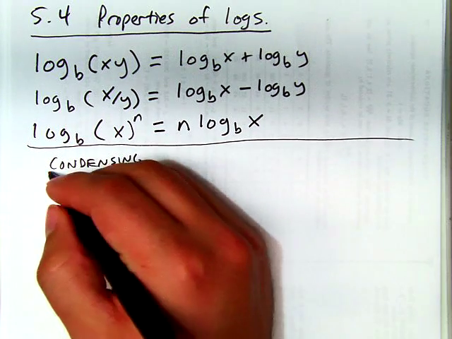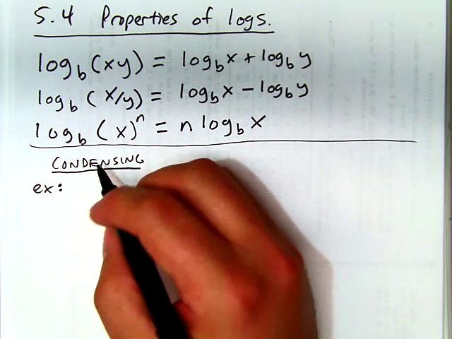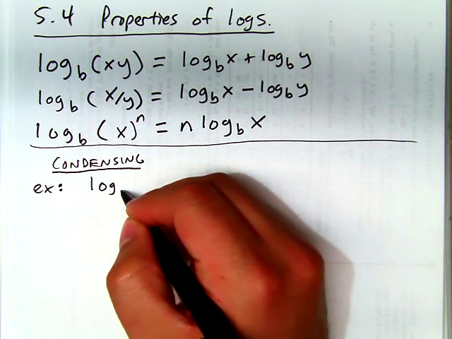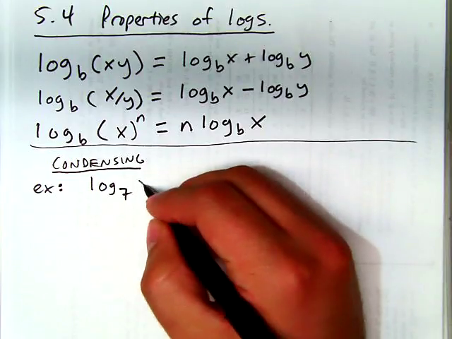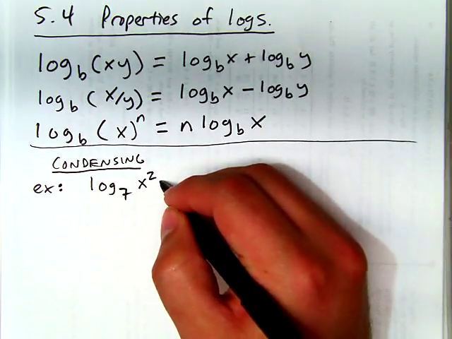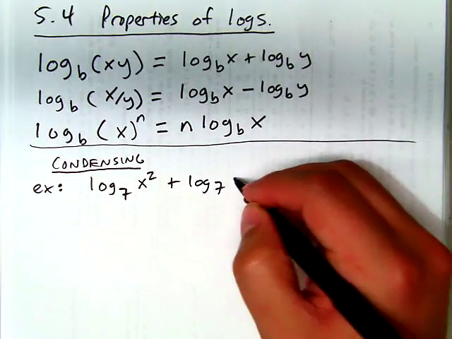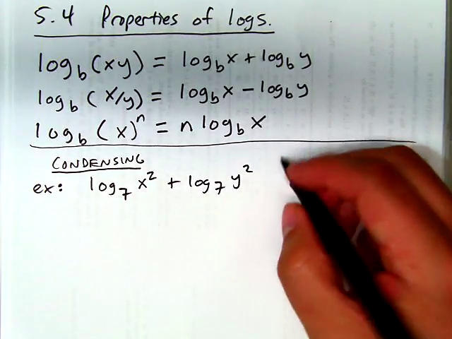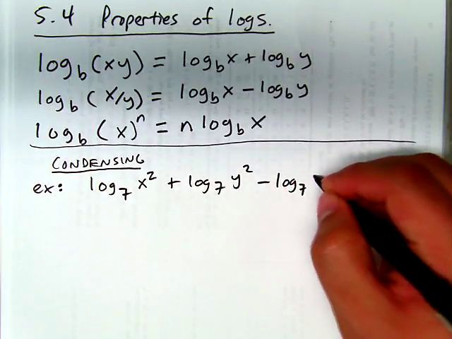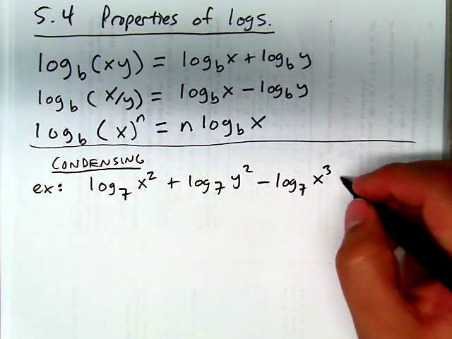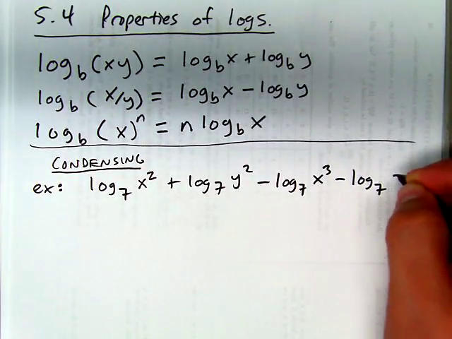Okay, so let's say we want to do some condensing examples. A typical example would be something like, let's say I have log base 7 of x squared plus log base 7 of y squared. Let's say we're subtracting log base 7 of x cubed, and we're also subtracting log base 7 of z.